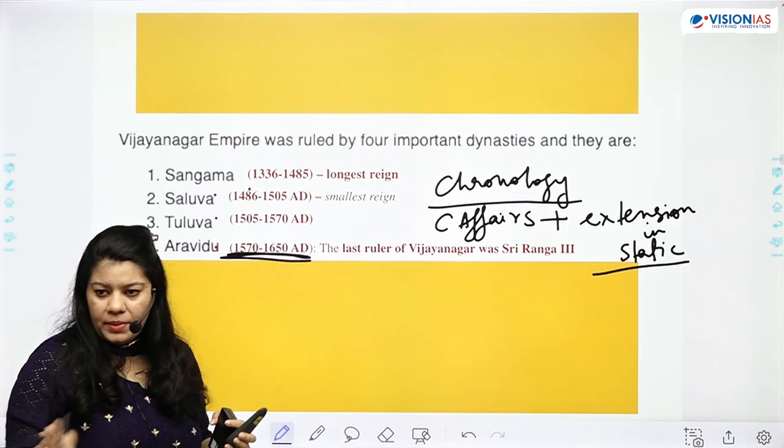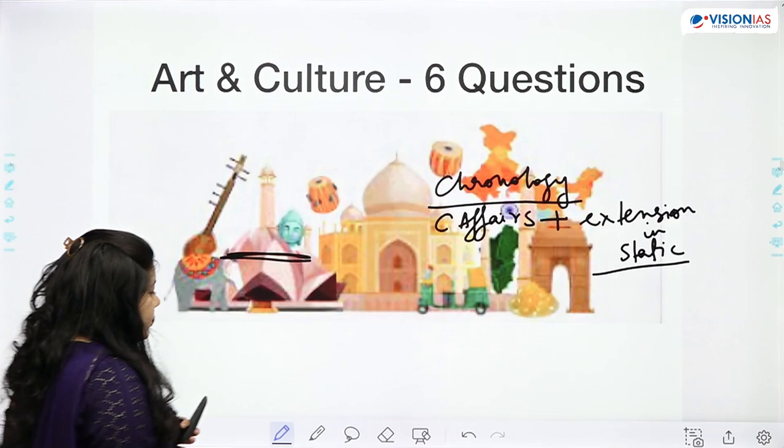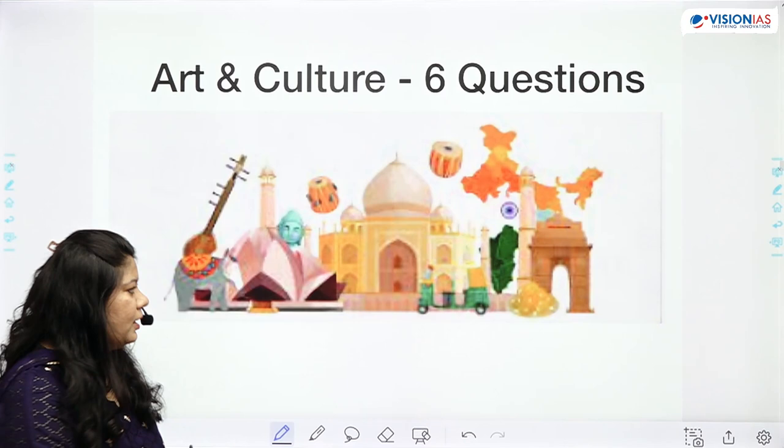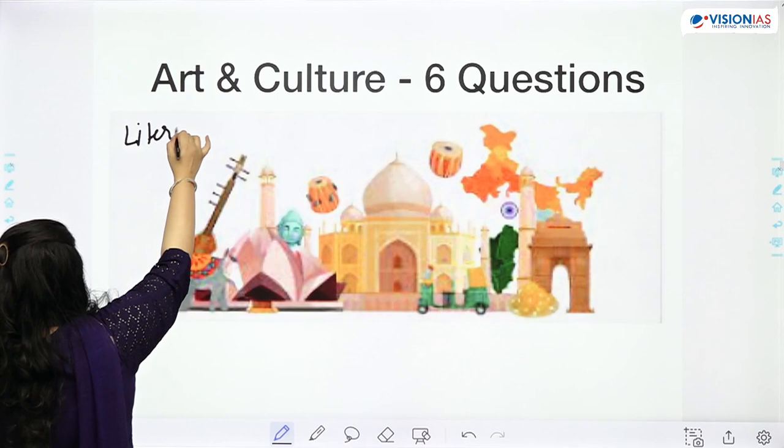Now coming to the art and culture section, there were these four questions from the modern Indian history section. Now coming to the art and culture section, the weightage is more or less decent enough. Yes, from the art and culture section, topics like literature, which is also there in your mains, have been dealt with.